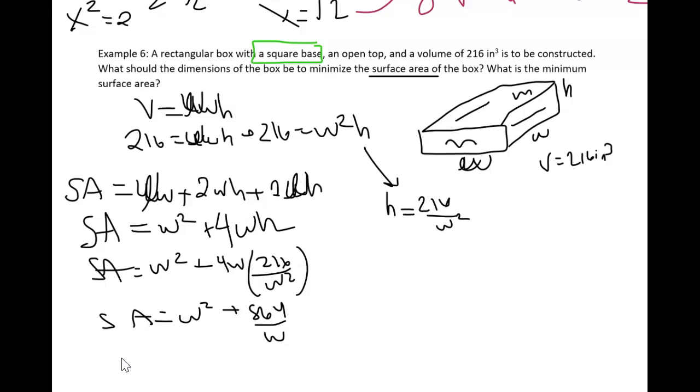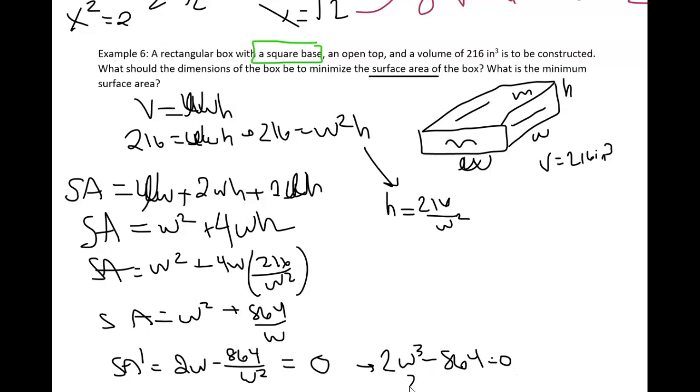And then we're going to take the derivative of this. So the derivative of the surface area is going to be 2W minus 864 over W squared. Set that equal to 0. Multiply everything by W squared. 2W cubed minus 864 is equal to 0. 2W cubed is equal to 864 if you add that. W cubed is equal to 432. And there's a chance that's a perfect cube, but there's also a chance that it's not. And we're just going to get a decimal value here.